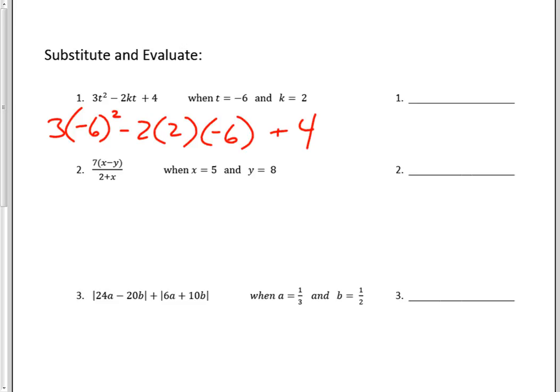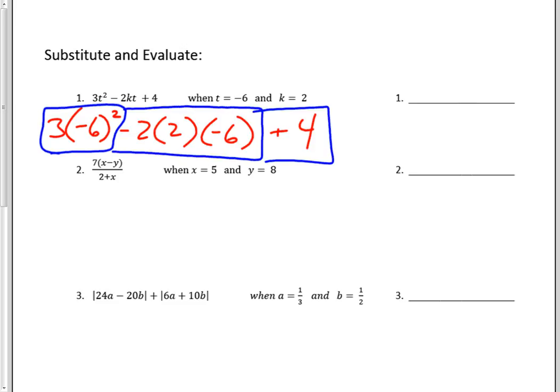Don't do it all at once. I break this up into 3 chunks. I deal with this first. I got 3 times 36 there. That's 108. So I'm just dealing with that front portion. That's 36, and that together is 108.